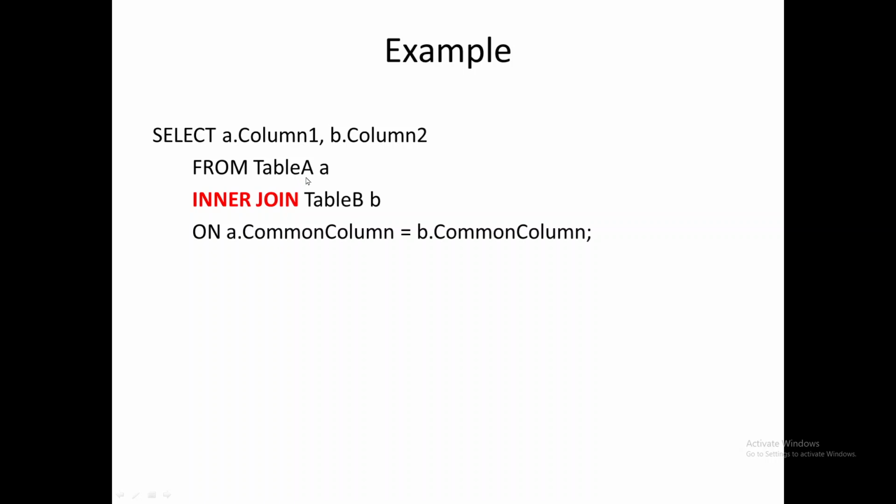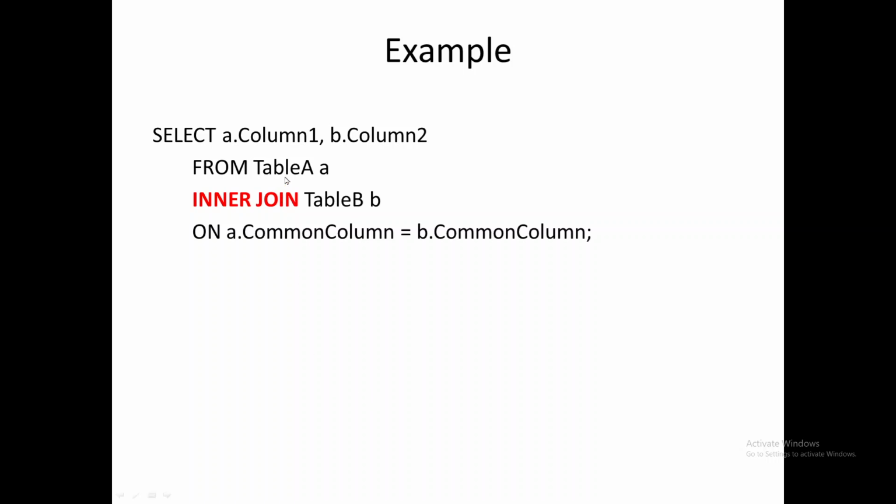A represents table A's alias, right, and B represents table B. So B dot common column. So the common column from table A is equal to B dot common column. This could be a single condition or there could be multiple conditions. That's fine. But for the time being, just understand the thing. So you need to match a common column. So I know what the common thing is.